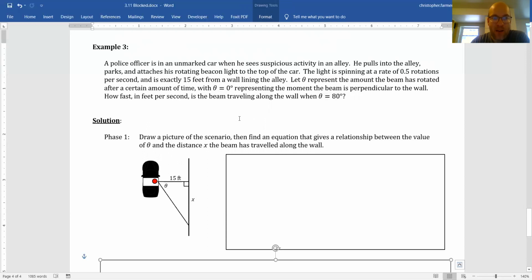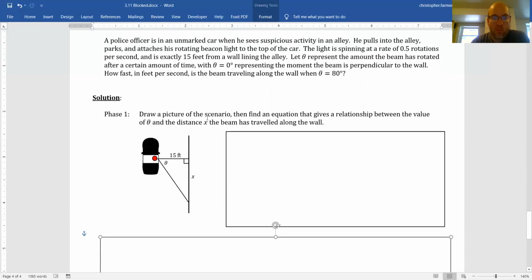So this one didn't break it down for us, but we still have to follow the same basic idea. We need to come up with an equation that gives us a relationship between the angle theta, and because we're looking for the speed along this wall, to find the speed, we're going to need to know the distance that it's traveled along the wall. So even though we don't know that, we need to put a variable here.